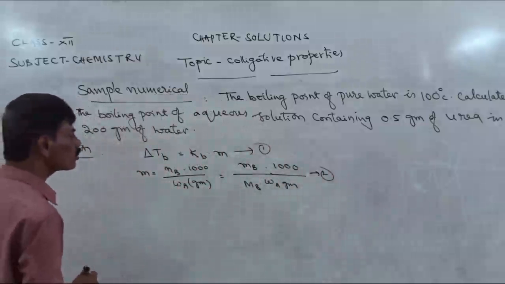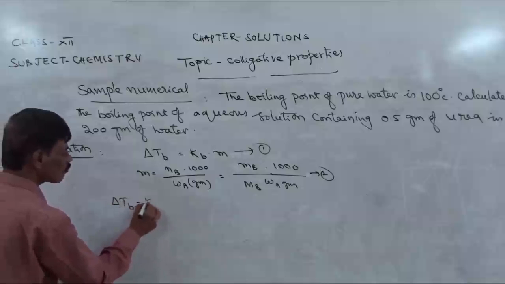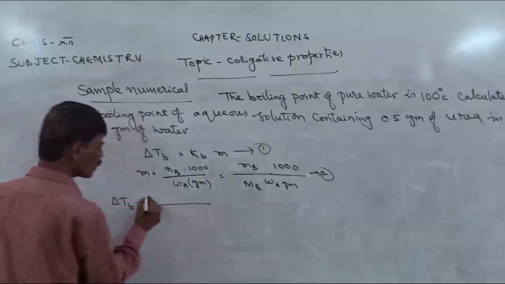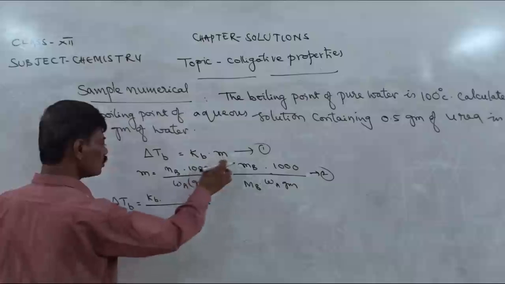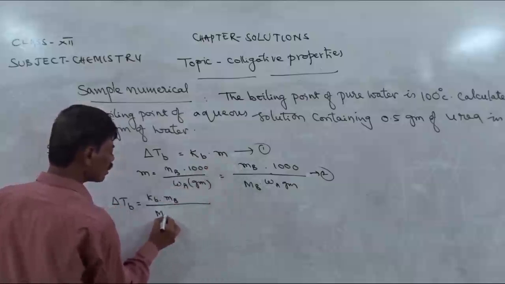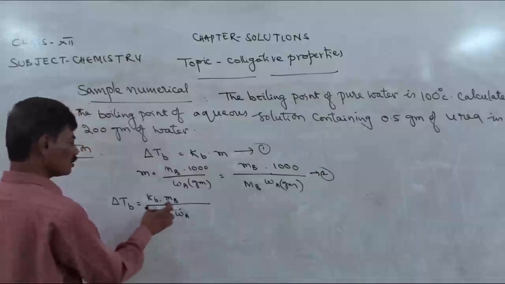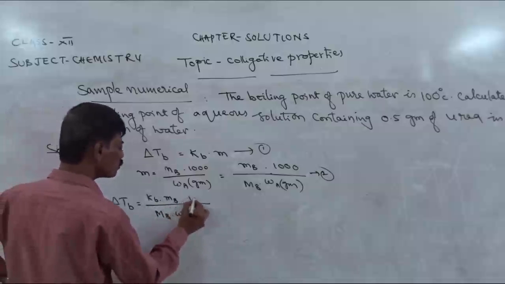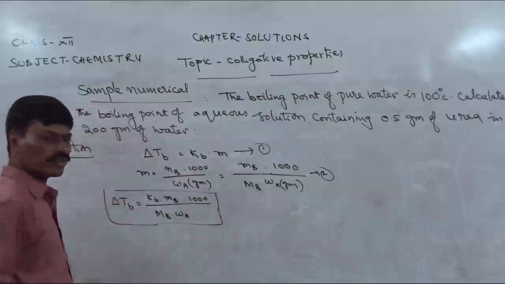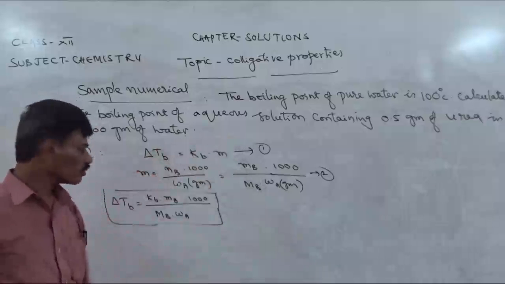This is in the case of elevation in boiling point. So when equation number 2 is substituted in equation number 1, we will get delta TB is equal to Kb into M, and that I will write in this way: Kb into mass of solute by molar mass of solute into WA, into 1000. This is the formula required. If you can memorize this formula directly, you can write it. These two formulas you need not write.